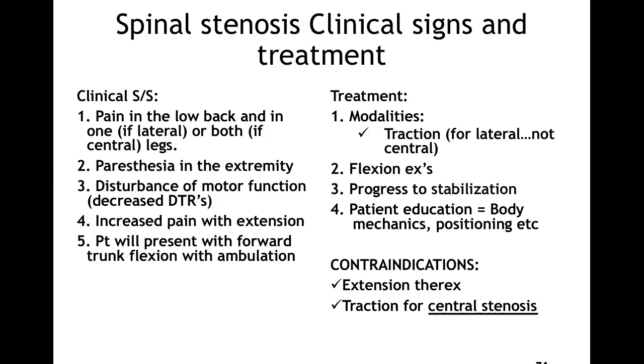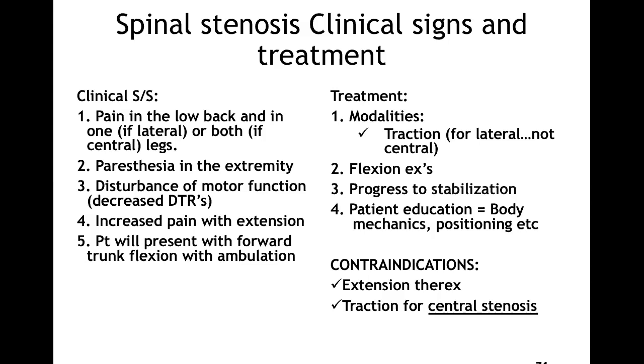Patient will present with forward trunk flexion with ambulation, because that is going to be the position where they're presenting with the least amount of pain. So since you see that the patient is going to go into forward trunk flexion, it kind of tells you what exercises you should be doing with that patient to try to get that patient as strong as possible, and then working towards that neutral spine when they go into the later stages of their condition.